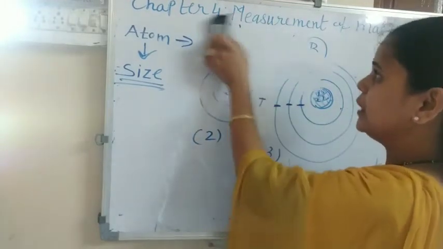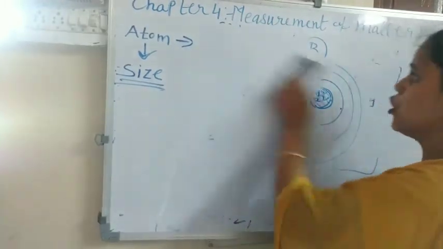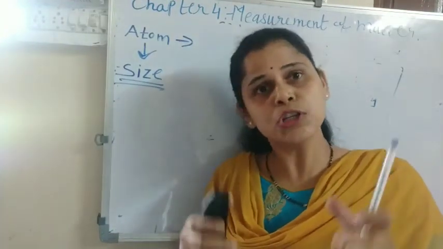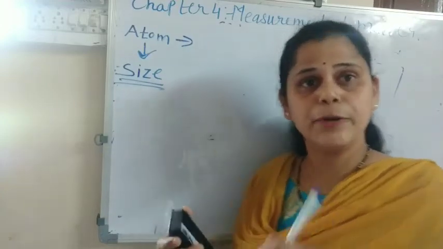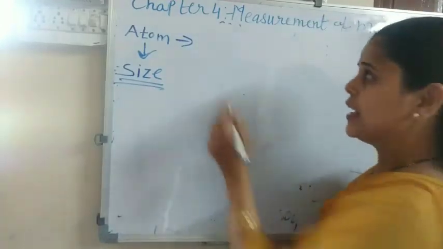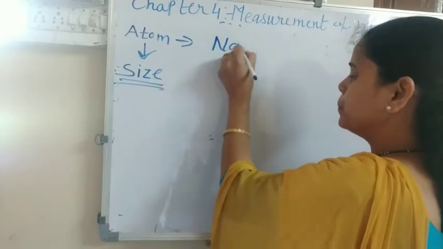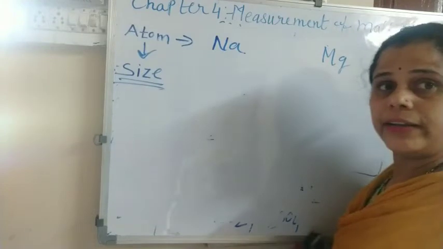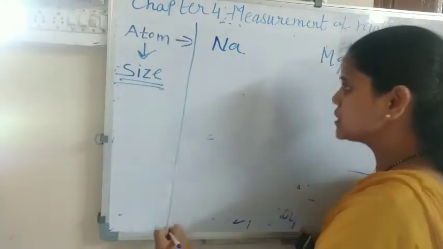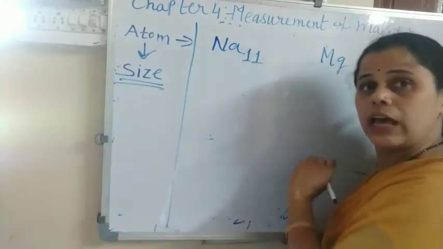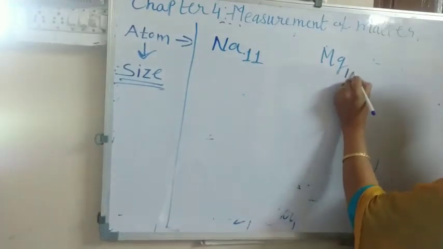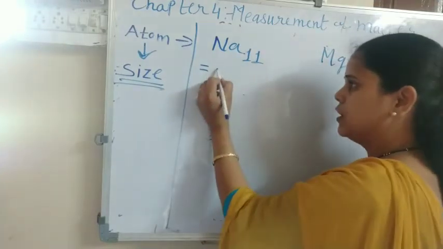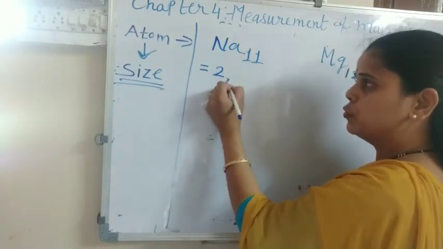What happens if the number of orbits is the same? If the number of orbits is the same, but in the outermost shell the number of electrons is different, then let's consider the example of sodium and magnesium. Sodium atom has 11 electrons. Magnesium atom has 12 electrons. So just distribute these 11 electrons. Electronic configuration of sodium is 2, 8.